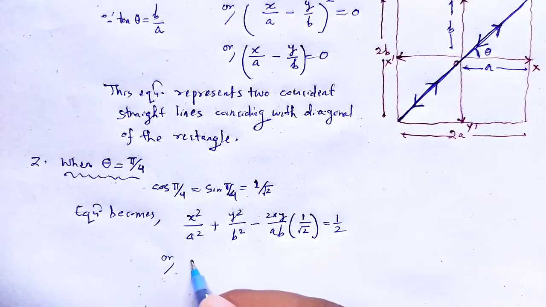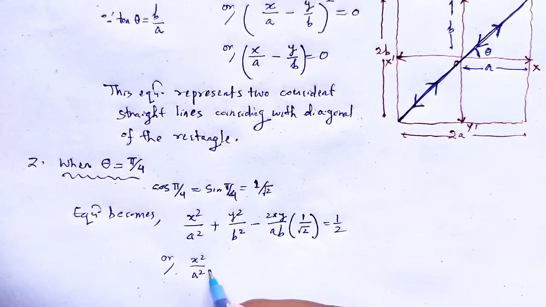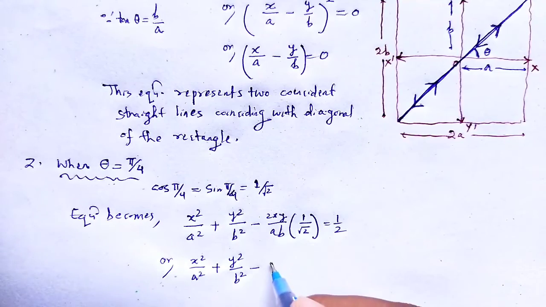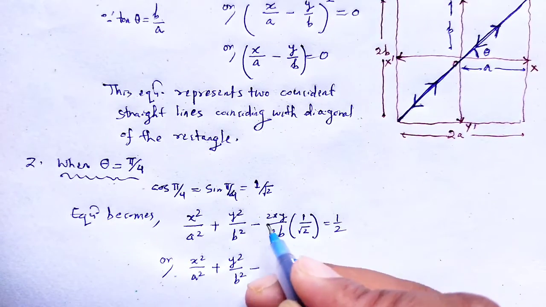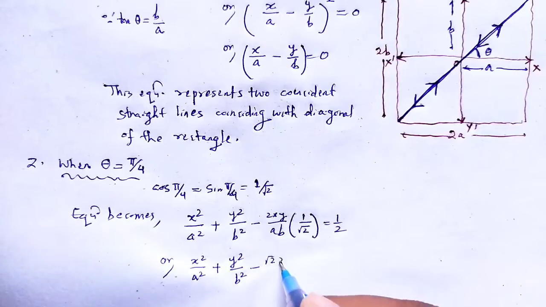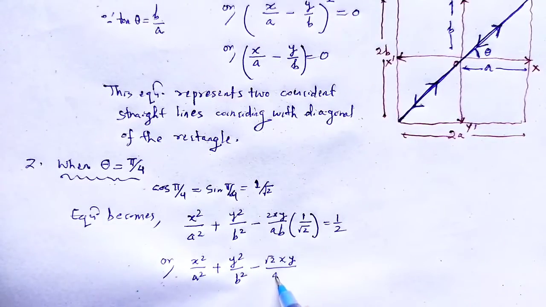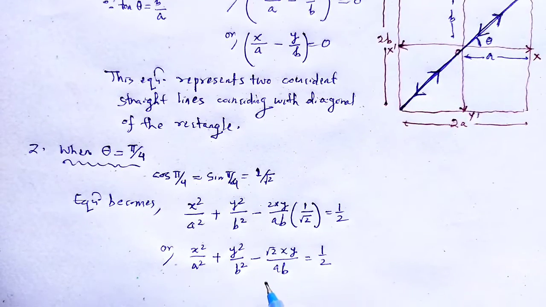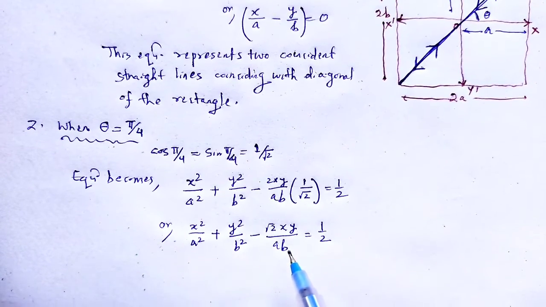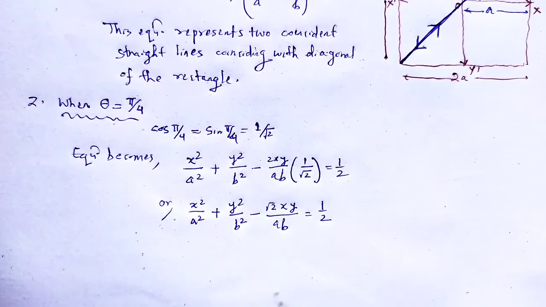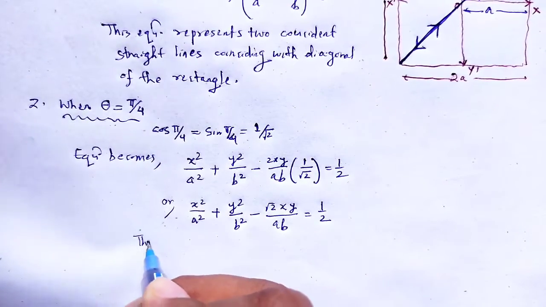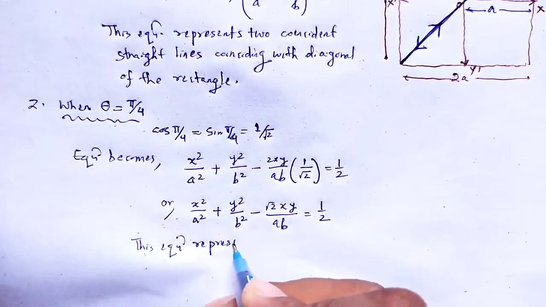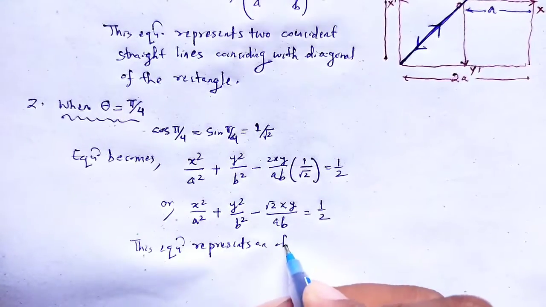Or x square by a square plus y square by b square minus, here the 1 by root 2 and root 2 cancel out, root 2 xy divided by ab is equal to half. This equation represents an ellipse, and that ellipse is oblique. This equation represents an oblique ellipse.